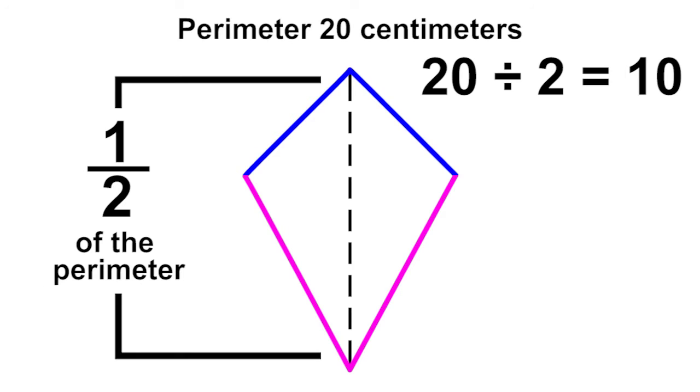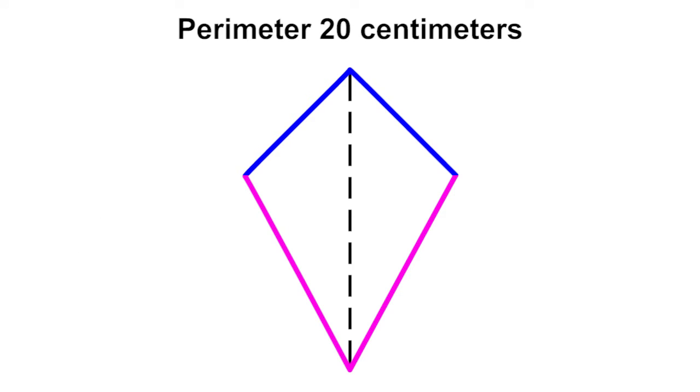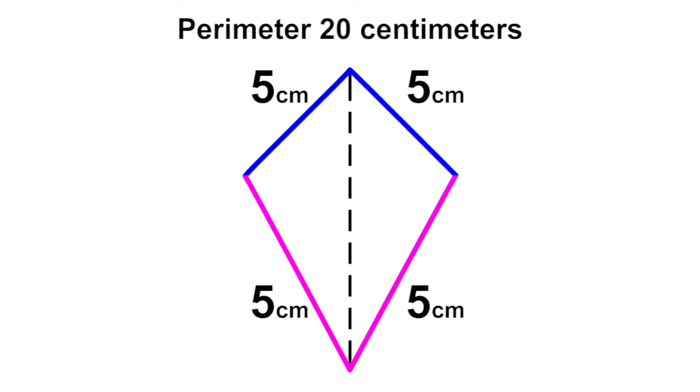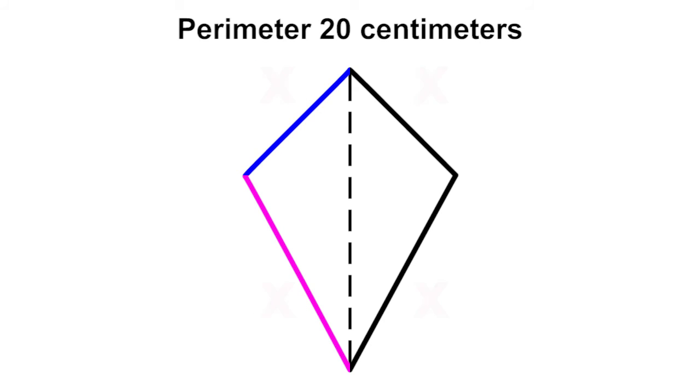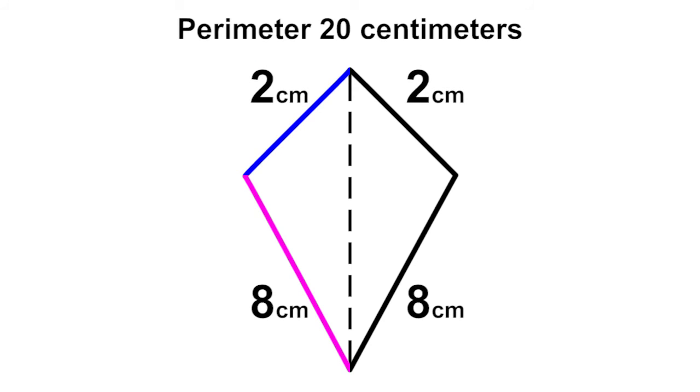One combination that would not be possible is to have each side be 5 centimeters. Although the perimeter of the entire shape would be 20 centimeters, all the sides are not the same length. Therefore, I must have different side lengths. Having one of the side lengths be 1 centimeter and the other 9 centimeters does not make sense because they would not be proportional to each other. This side is not 9 times longer than this side. Using the same reasoning, the side lengths of 2 and 8 would also not work.